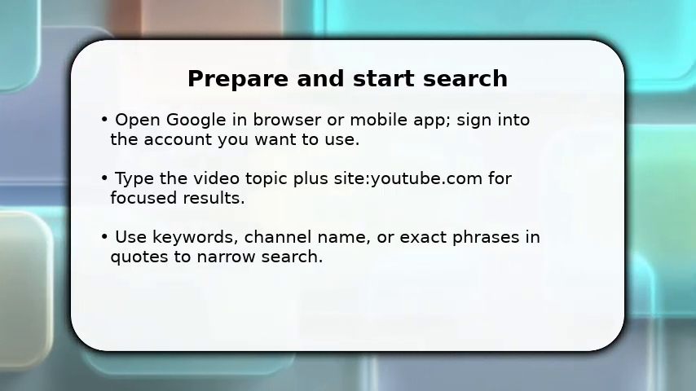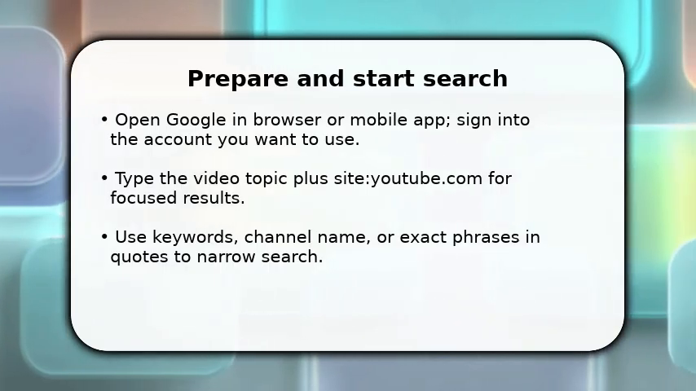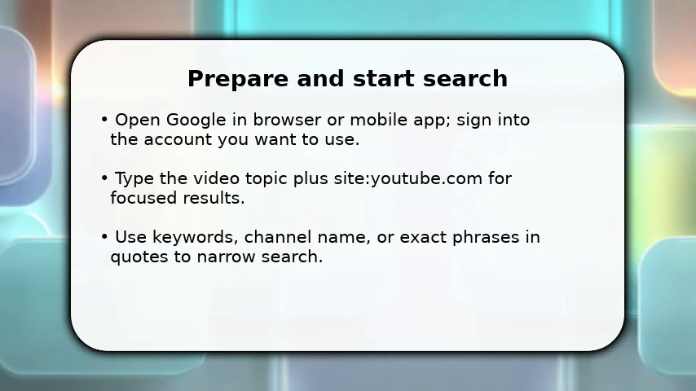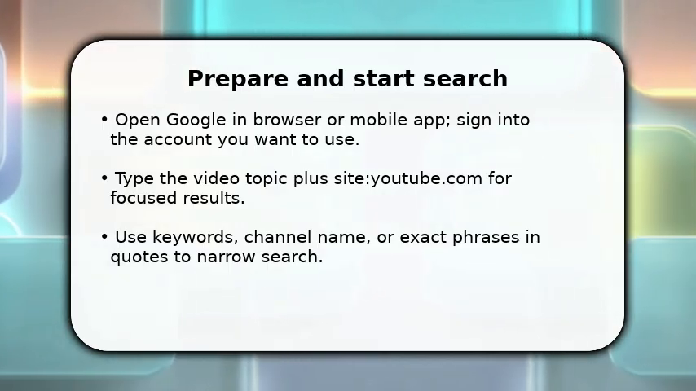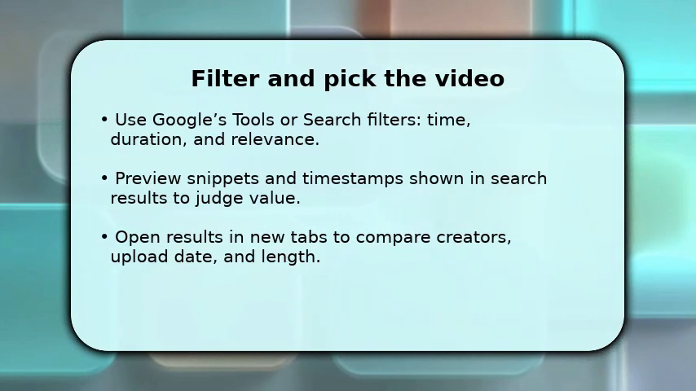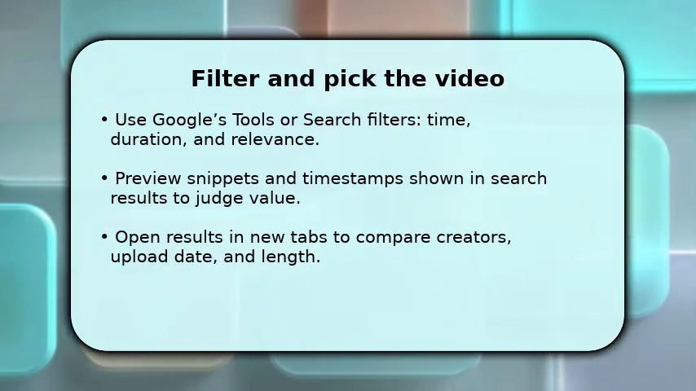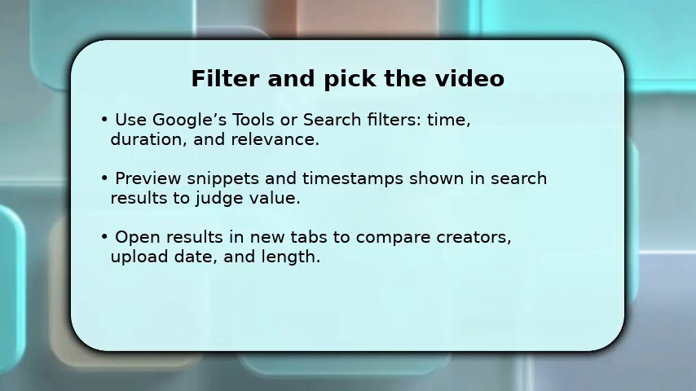You'll see titles, thumbnails, and snippets right away, and you can refine with more keywords. This approach saves time over navigating the YouTube site when you know what you want. Now you refine results using Google's filters for upload time, duration, and relevance. This helps you find recent or quick videos when needed.